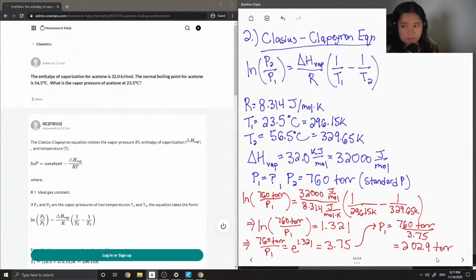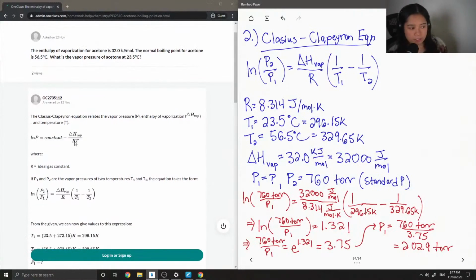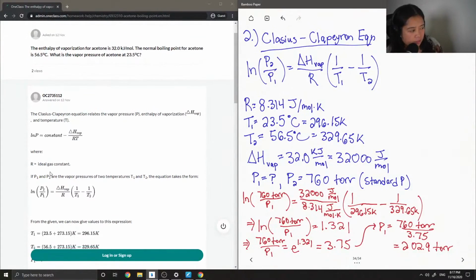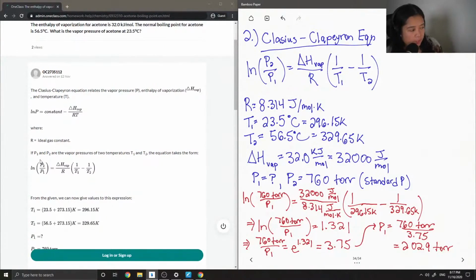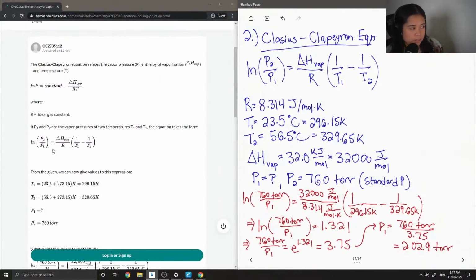Okay, so let's see what the junior tutor said. Clausius-Clapeyron equation relates the vapor pressure, enthalpy of vaporization, and temperature, where R is equal to the ideal gas constant. If P1 and P2 are the vapor pressures of two temperatures, T1 and T2, the equation takes the form ln P2 over P1 is equal to delta H vap over R times 1 over T1 minus 1 over T2.